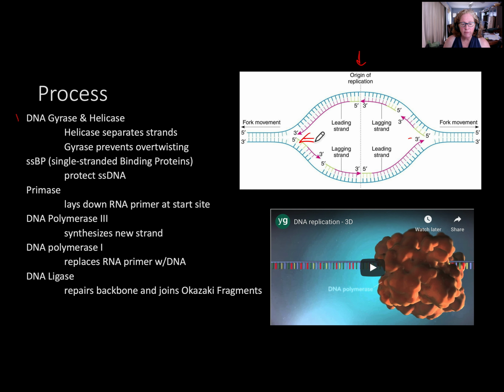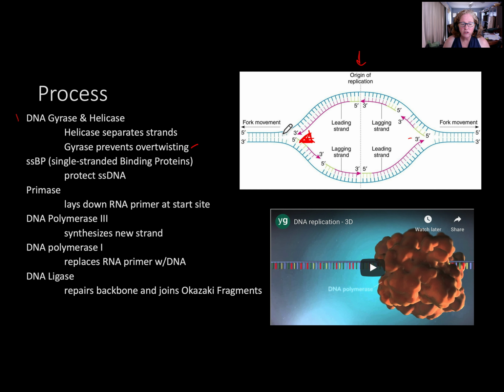Helicase is an enzyme that is responsible for separating the DNA strands. It works like a little bullnose, wedging in between the two strands, creating the replication fork. What it's doing is cleaving those hydrogen bonds between the bases to help separate the two strands so we can get our replication machinery in there.